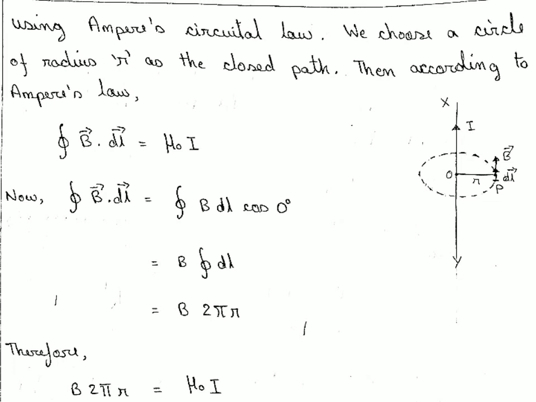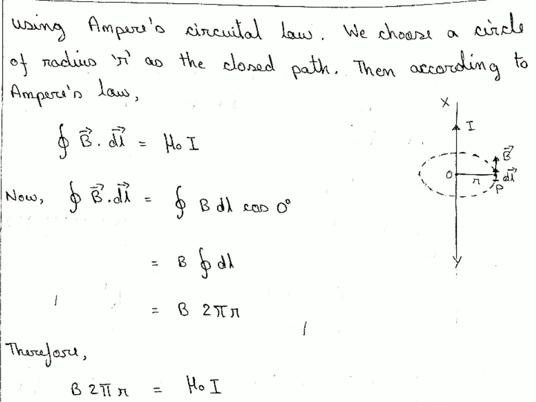So here line integral B dot dl is equal to B dl cos of 0 degree. Now 0 degree, because if we look at the diagram, we see that the magnetic field B is in the same direction as the small length dl. So here the angle between B and dl is 0 degree. Therefore we have B dl cos 0 degree, and cos of 0 is equal to 1.